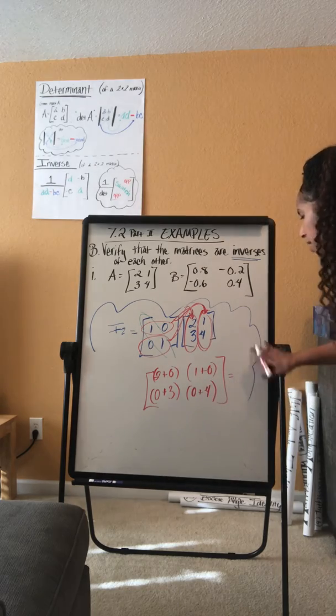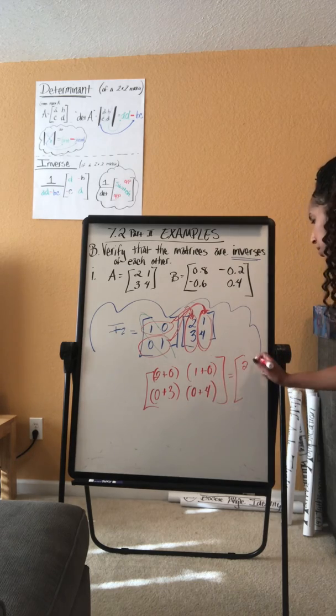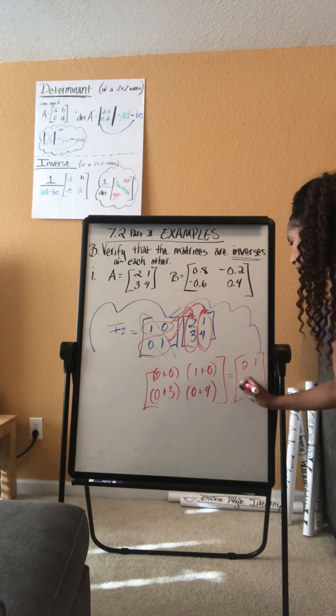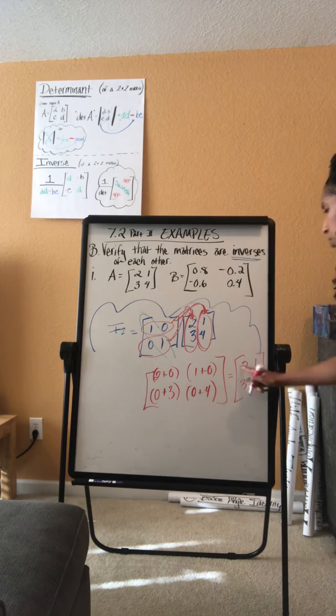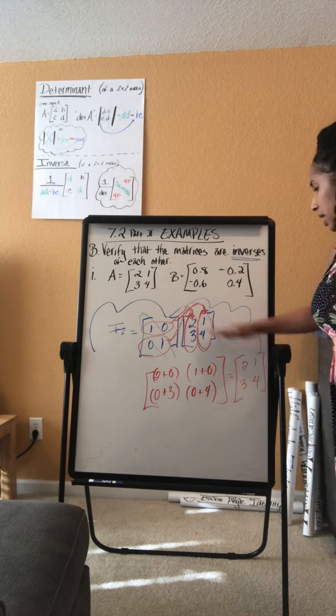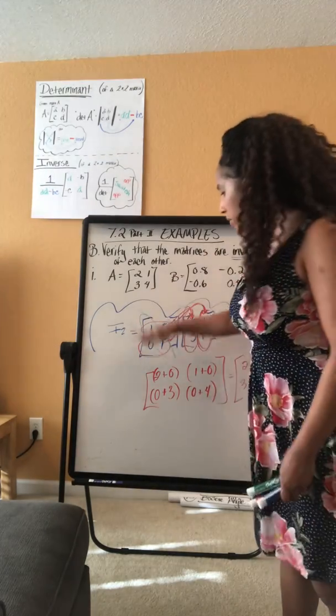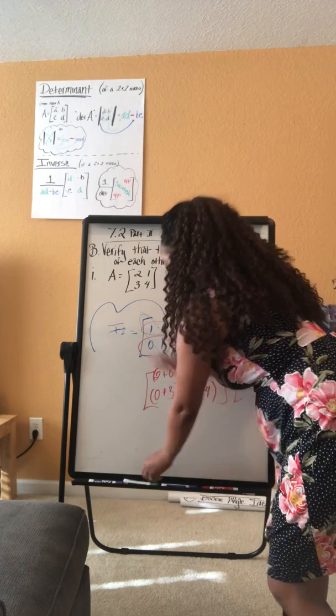And when I simplify that, 2 plus 0 is 2, 1 plus 0 is 1, 0 plus 3 is 3, 0 plus 4 is 4. 2, 1, 3, 4, just like how I started. So it keeps its identity. Okay? So again, the identity matrix is just a diagonal of 1s.